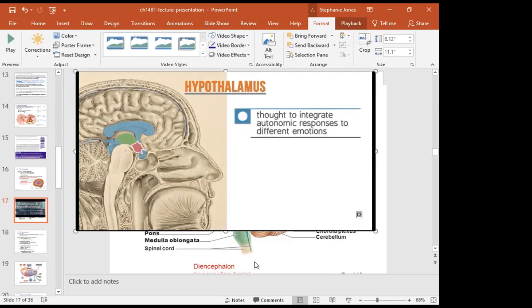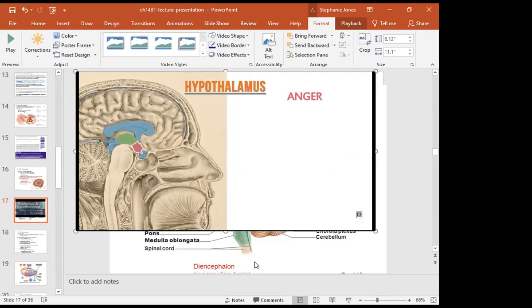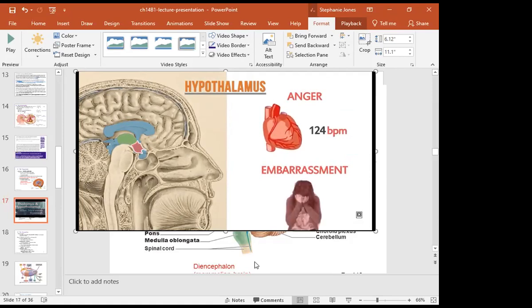First, it is thought to integrate autonomic responses to different emotions. Basically, when the hypothalamus detects a change in emotional state, the autonomic nervous system then triggers a reflex response. Certain emotions, such as anger or embarrassment, cause a more noticeable response. For instance, when we get angry, our heart rate will increase, or when we are embarrassed, we tend to blush.